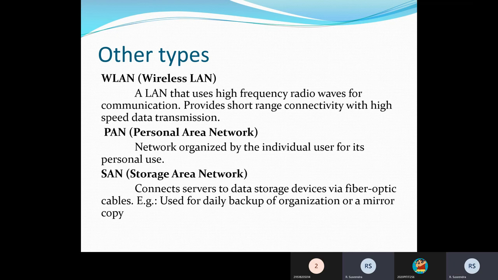In my home, if I'm having surveillance, I need storage. So where I can store it, I can use the storage area network through fiber optic cables. So these are the other types of networks, which are customized from person to person or from company to company.